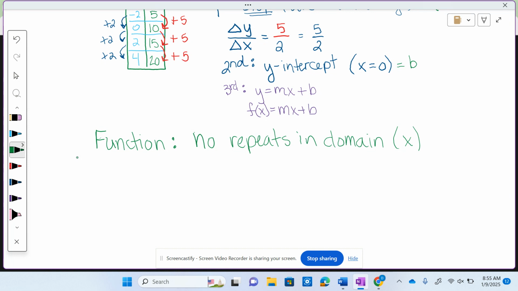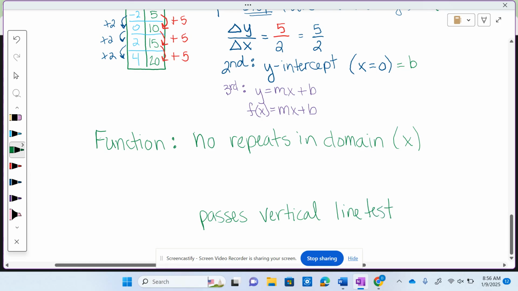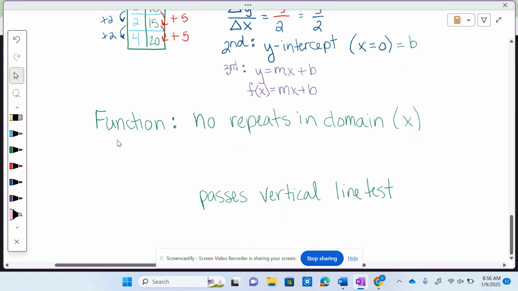And then the next one is it passes the vertical line test. I'm going to give you an example for these just to make sure you understand, okay? So no repeats in the domain could look two ways. It could be a mapping. This is called a mapping, where you have arrows mapping one number to another number.